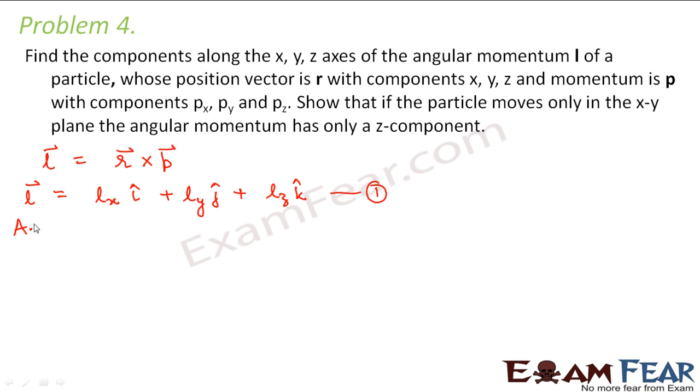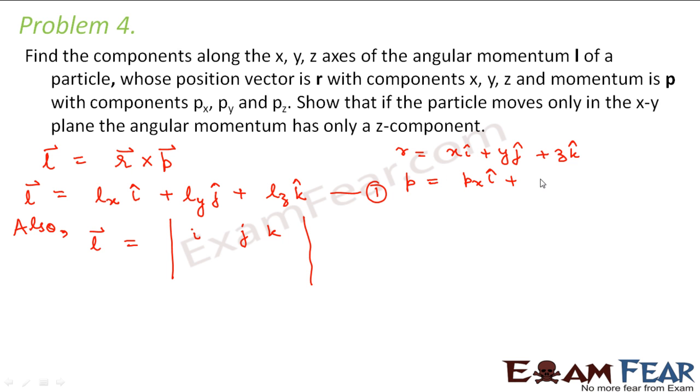Also, in determinant form, we can write this as i, j, k. What is r? r is equal to x i cap plus y j cap plus z k cap. Similarly, we write p as px i cap plus py j cap plus pz k cap. This is how we write r and p.